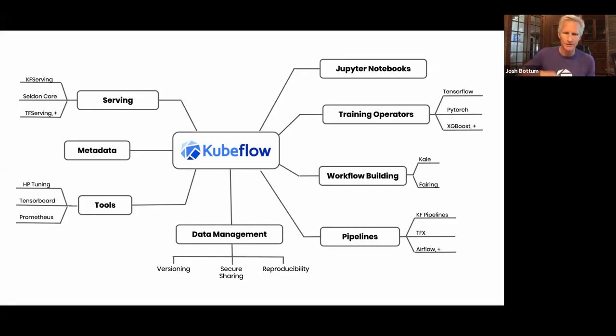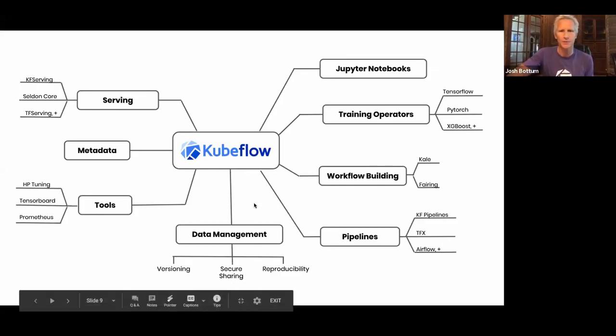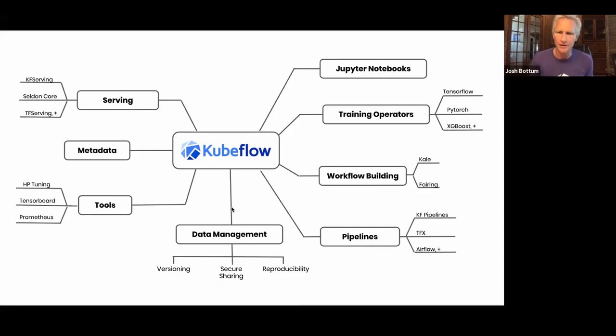Data management is an important key part here, primarily enabled by the leverage of what's called persistent volumes inside of Kubernetes. It enables you to share data between these systems and users using persistent volumes. So it provides things like versioning and secure sharing and reproducibility.